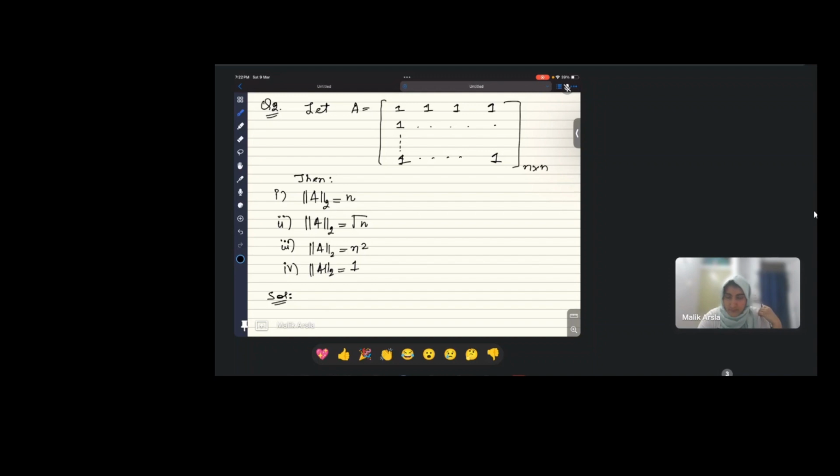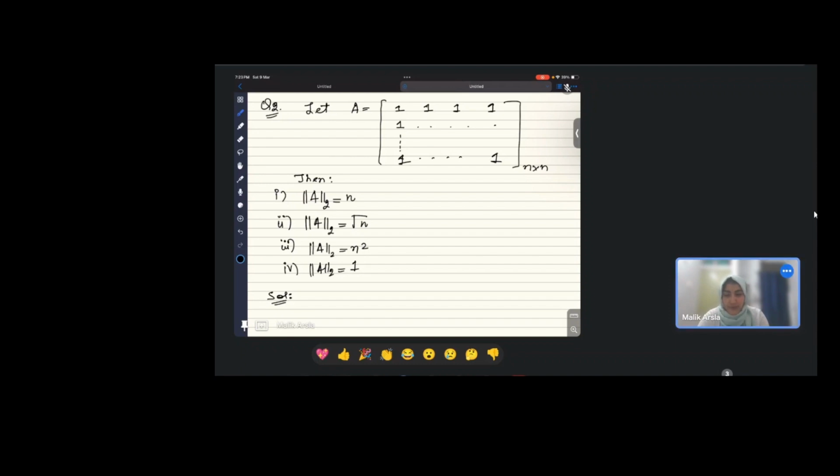Actually, I find out A transpose A. Then I try to find the maximum eigenvalue. Then root of the maximum eigenvalue of A transpose A. Yeah, but this is an n cross n matrix, and n is not defined. So how did you calculate A transpose A and then its eigenvalues? Actually, I try like this: A transpose A, which gives an n by n matrix with all entries n.